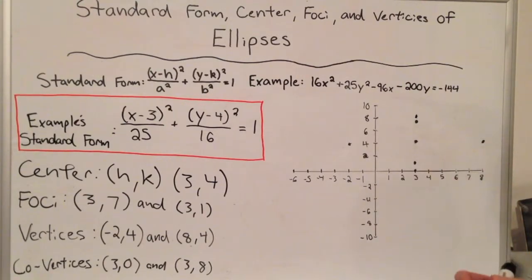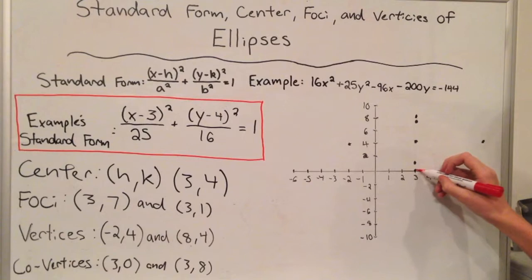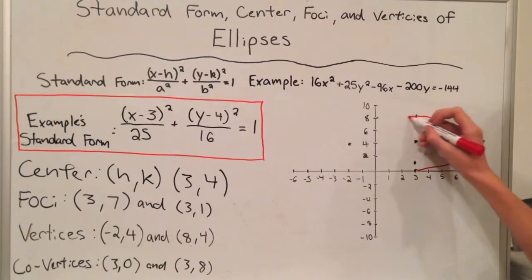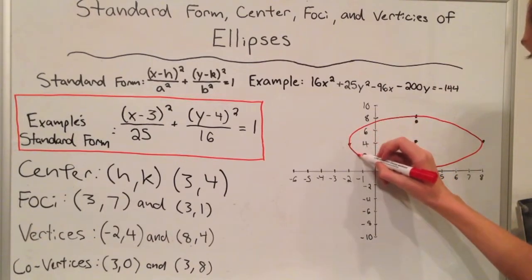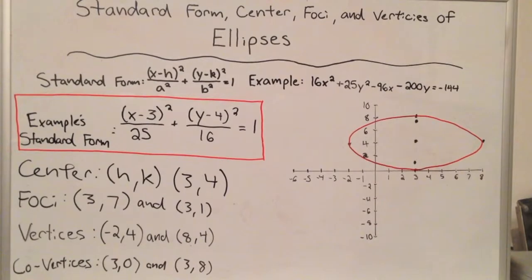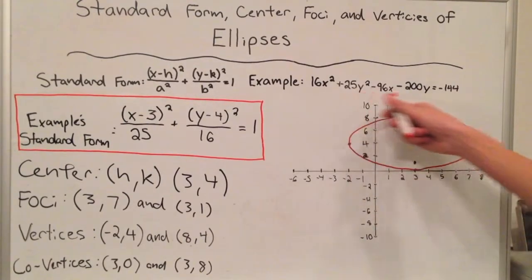Now, if we connect the vertices, we can form what our ellipse looks like. So that is the basic shape of the ellipse of this equation.